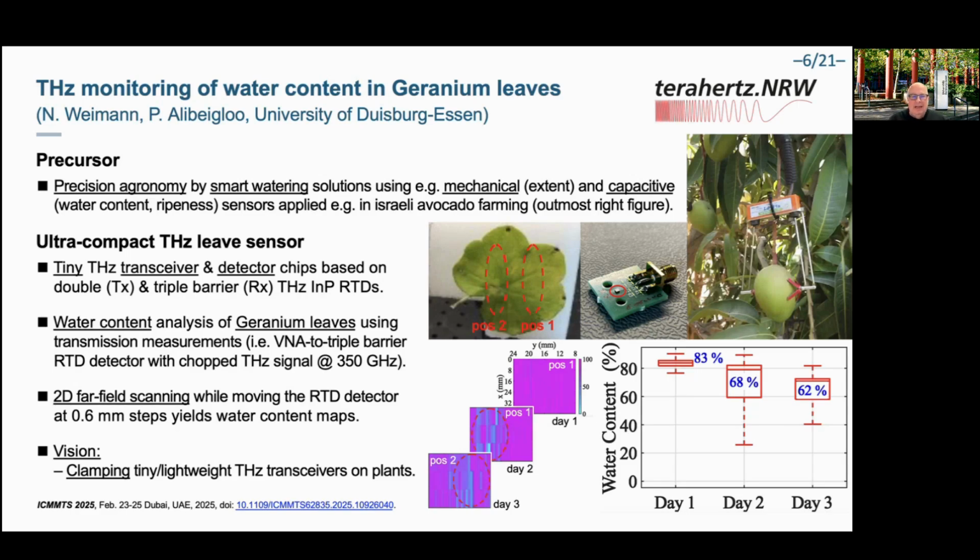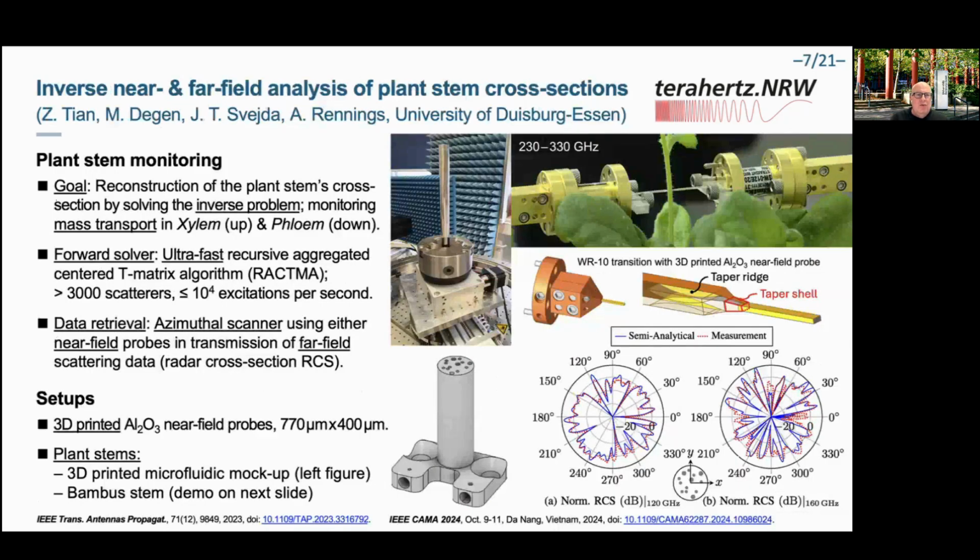And that would be a very nice feature because it doesn't influence the plant at all, and it would provide very precise information about the plant in this regard. So moving further, what I want to show here is something from my own group.